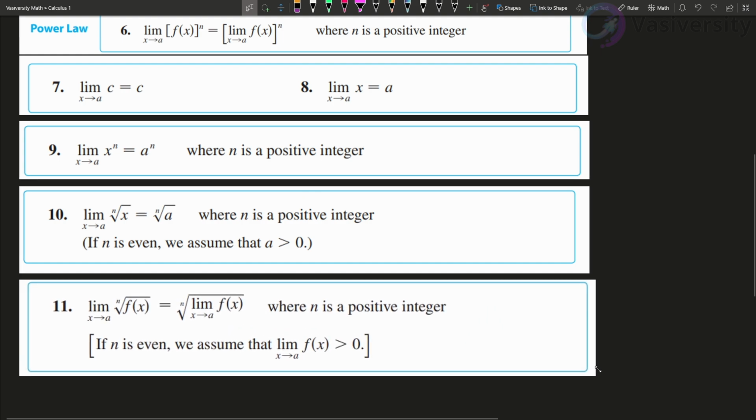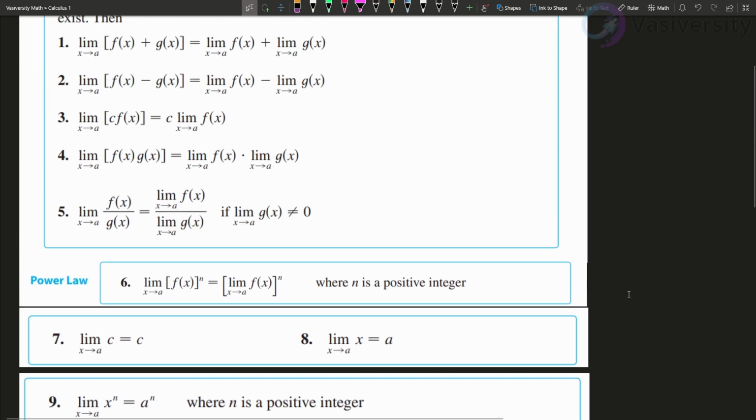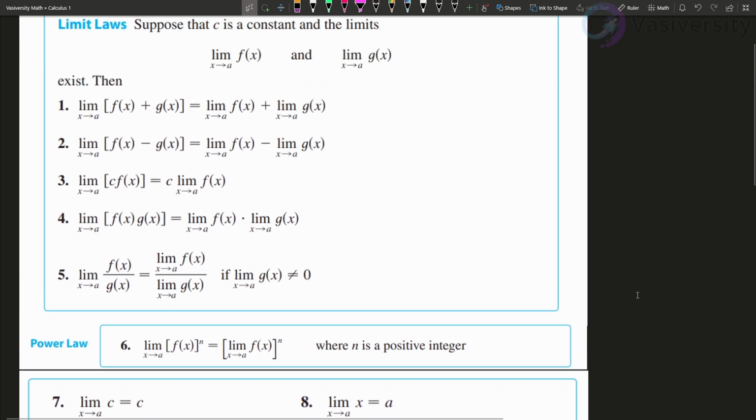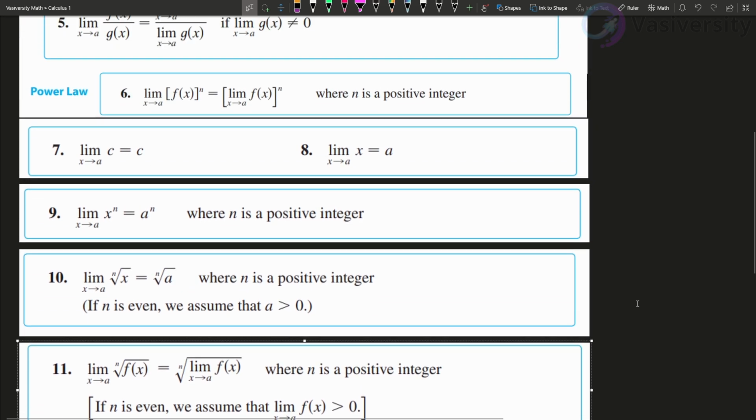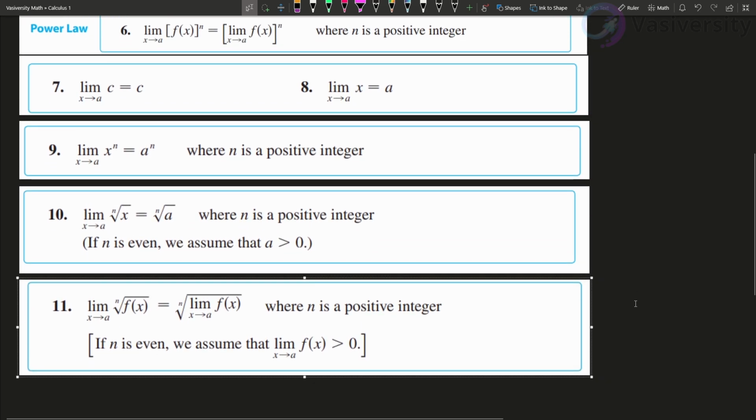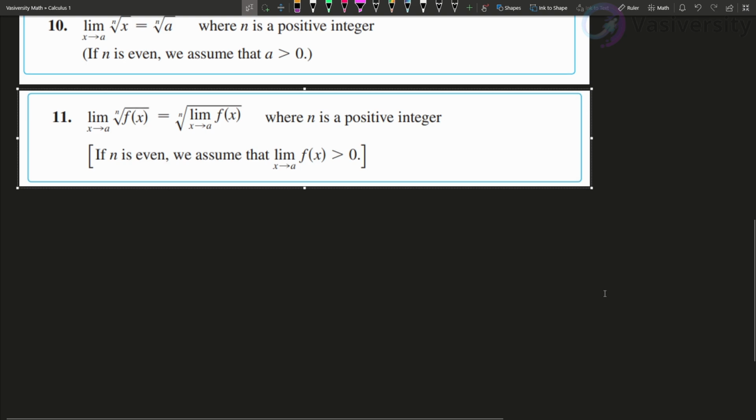Majority of the time, we just use the first 6. The first 6, that's where the majority of them come from. The last 5 are less common. But for example, let's go ahead and take a look at our first example of today.